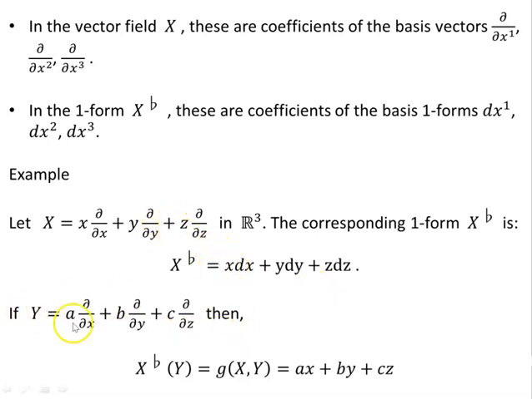And if y is this vector here, then x flat acting on y is the same as the inner product of x and y under the Euclidean metric. So it becomes ax plus by plus cz.